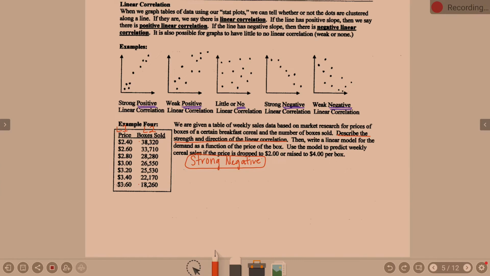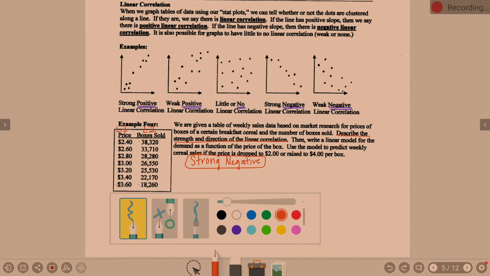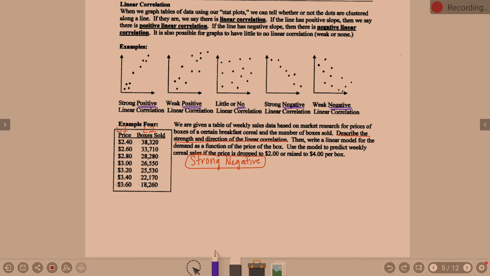Now, the next piece of this problem says to write a linear model for the demand as a function of the price of the box. Okay, we can do this two different ways. We can do this the algebra style, where we have to find a slope, we have to find a y-intercept, and do it that way. Or we can let the calculator do the math for us, me personally, as what is called a linear regression. Okay, so we're going to write a linear regression.